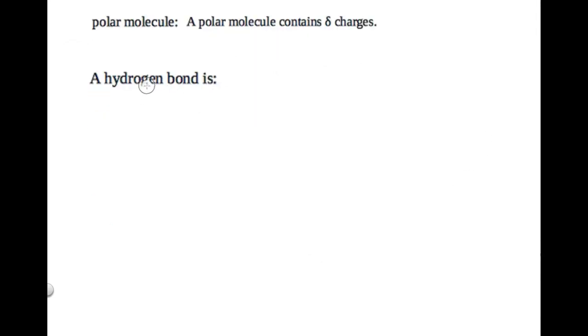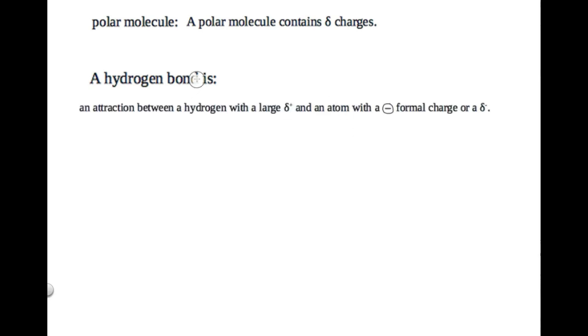Next, we have to discuss what is a hydrogen bond. Remember, each time I ask a question, I hope you'll pause and give an answer. So I hope you've answered, what do you think a hydrogen bond is? Here's the answer. We can define a hydrogen bond as an attraction between a hydrogen with a large delta positive and an atom with a negative formal charge, or a delta negative. This might not be the official definition for hydrogen bond that you'll see in your textbook, but I think this is the best, clearest definition of what a hydrogen bond is.